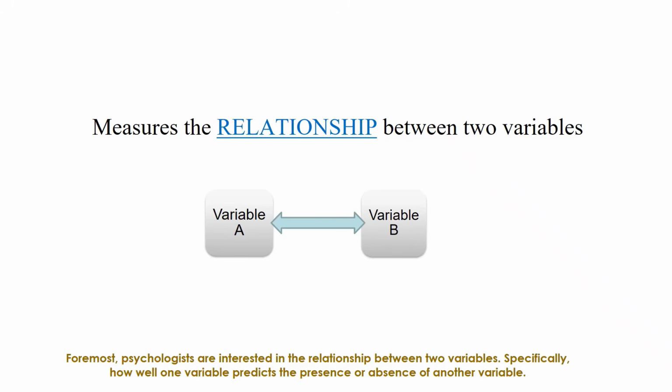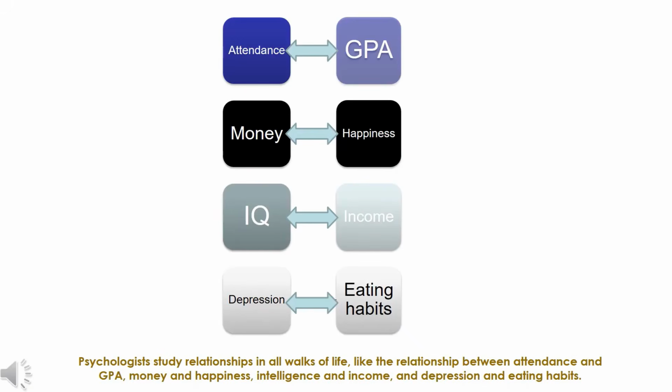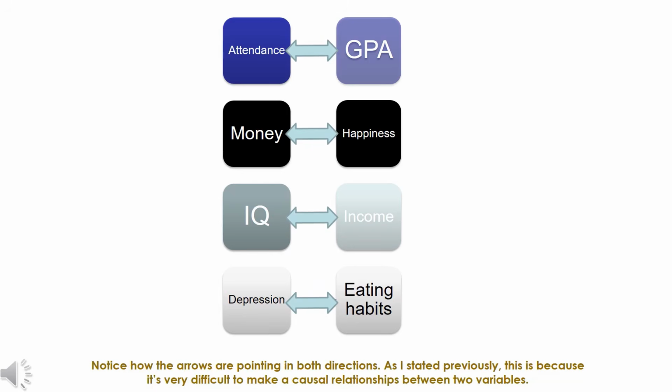Foremost, psychologists are interested in the relationship between two variables, specifically how well one variable predicts the presence or absence of another variable. Psychologists study relationships in all walks of life, like the relationship between attendance and GPA, money and happiness, intelligence and income, and depression and eating habits. Notice how the arrows are pointing in both directions. As I stated previously, this is because it's very difficult to make a causal relationship between two variables.